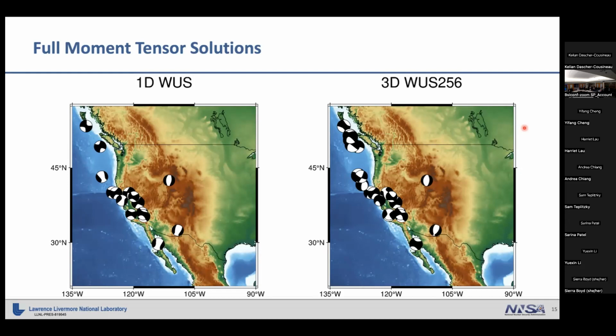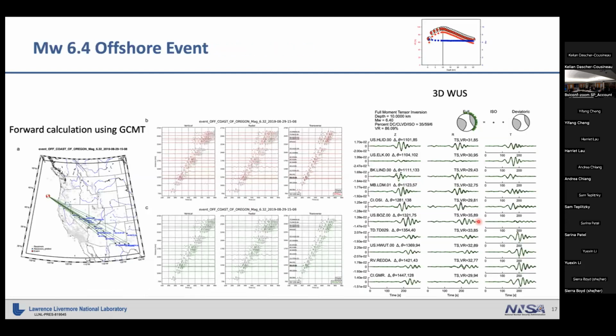One of the first things you notice is they look somewhat similar, except for a couple of events down here that have slightly different mechanisms, especially for the full moment tensor. But because these are still rather large events, magnitude 5s and 6s, in terms of mechanism, especially the double couple component, we don't expect the 1D and 3D solutions to change very much. The key thing is, and the next slide is the deviatoric. Deviatoric solutions look even more similar, since you're not allowing that extra degree of freedom to compute the isotropic. But if you look at the actual waveform fits, there is a pretty big difference.